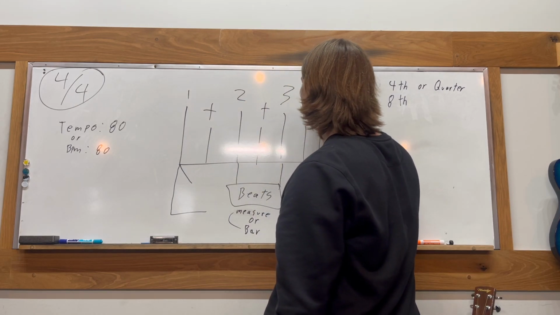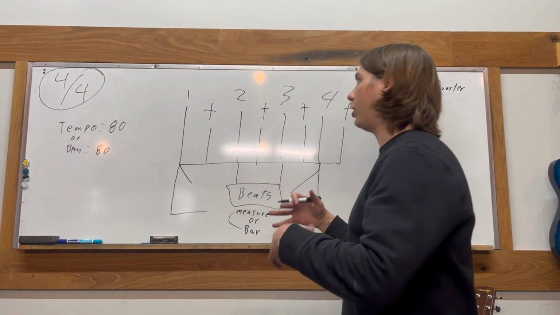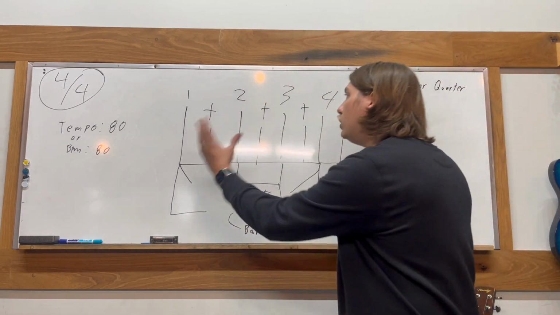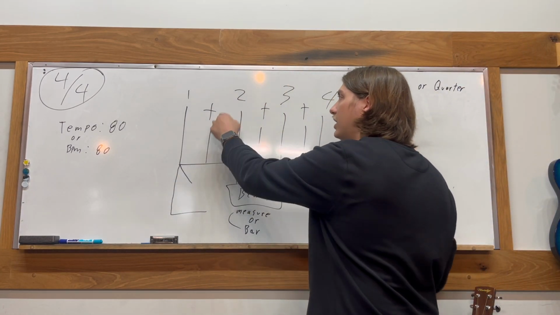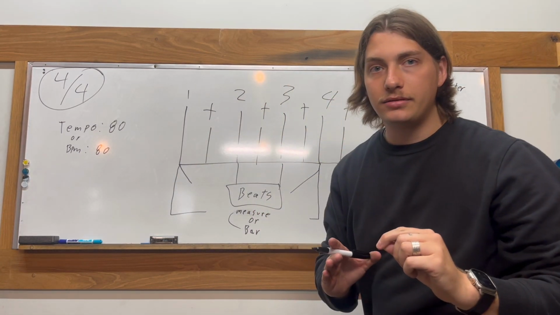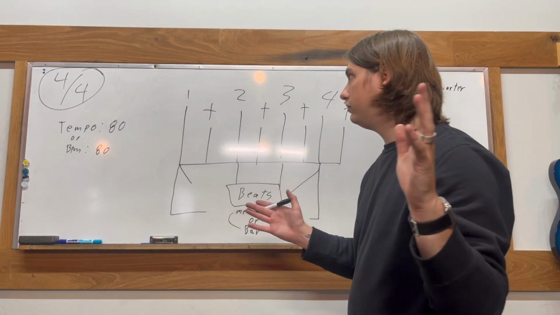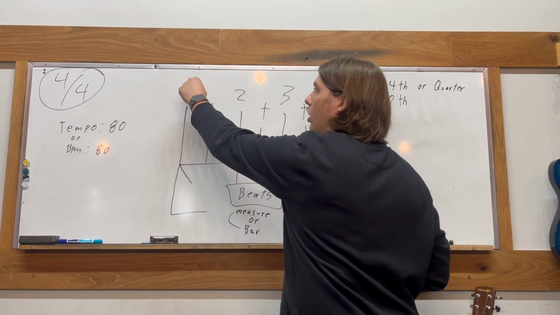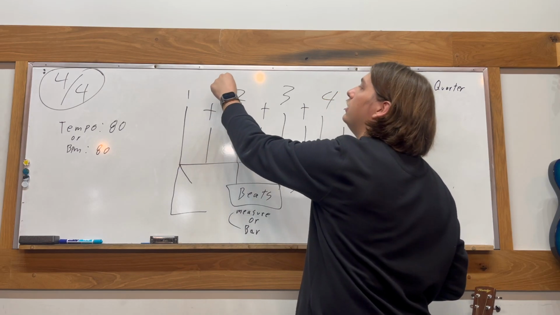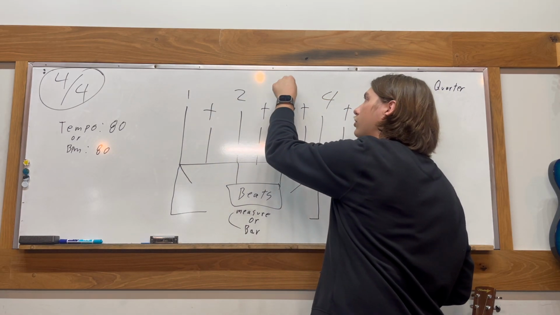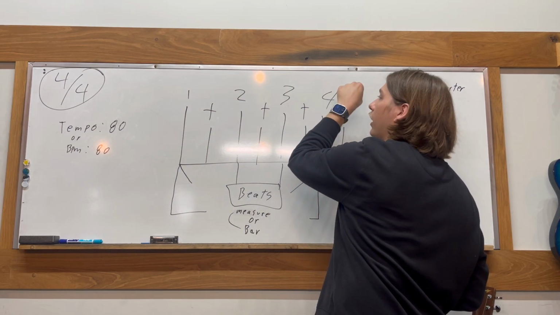Now, you guys might know this symbol as a plus sign or a cross, okay, but in music, this is called and, okay? Just like the word and. So when we count this, it goes like this. 1 and, 2 and, 3 and, 4 and.